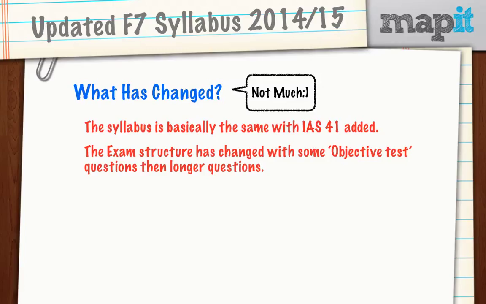Then a larger 30-mark question, which could cover groups or preparation of financial statements, and then two slightly shorter questions, still long questions but shorter than the big 30-mark questions, and those can come from anywhere on the syllabus. So the exam structure has changed significantly, but the actual content that's being examined is exactly the same. So that's the changes that have happened.